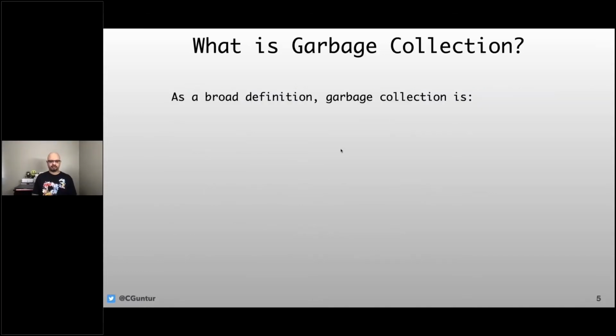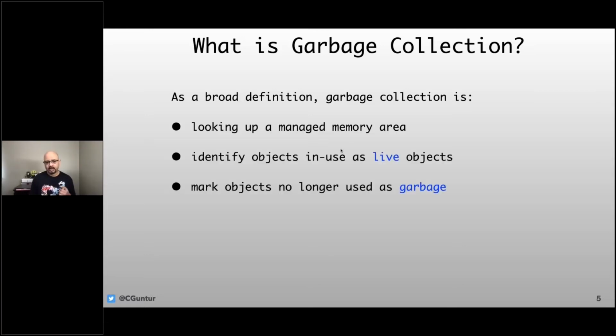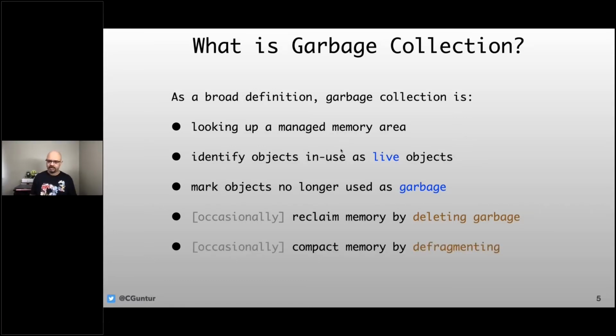What is garbage collection? Garbage collection is broadly defined as 5 things, and we'll talk about that. The top 3 things are looking up some kind of a managed memory area, identifying objects that are still in use and calling them live objects, and marking objects that are no longer live as garbage. Occasionally, we also reclaim some memory by deleting some garbage, and more occasionally, sometimes we just compact memory because objects are placed everywhere in memory. We want to bring them together into one place, so we have more free memory to put new objects into.